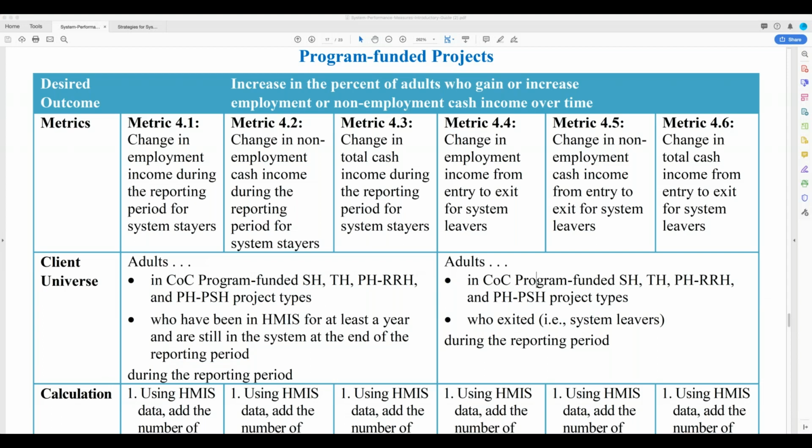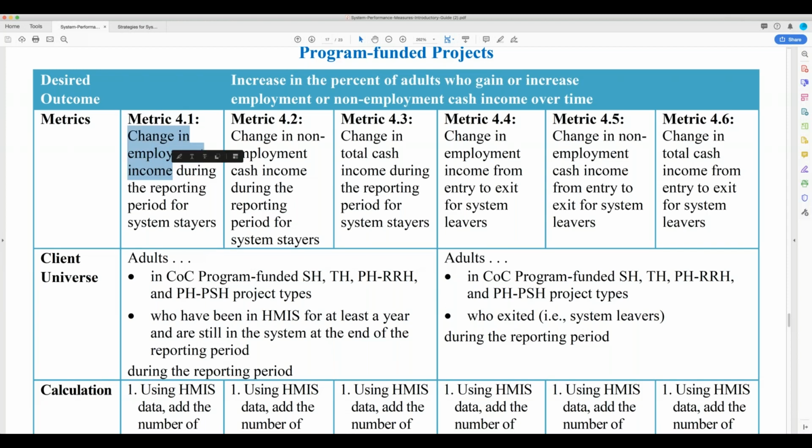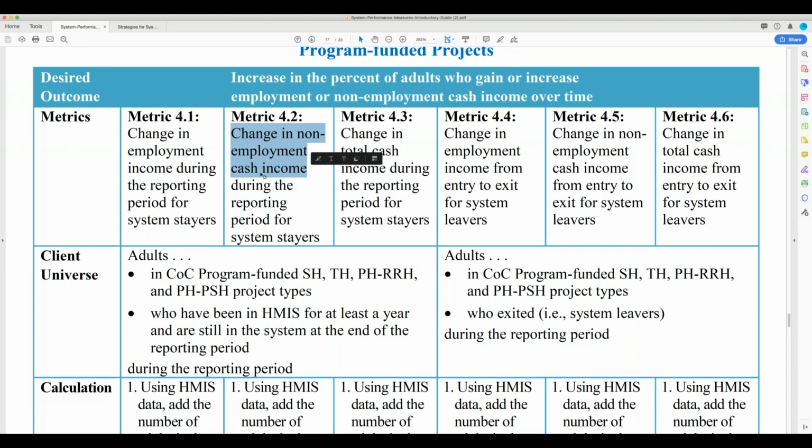All right, so the next metric, on this slide, this was metrics 4.1, 4.2, and 4.3. You can see it's change in employment income, so earnings from jobs, change in non-employment income, so that would be any income from SSI or other entitlement benefits or Social Security benefits that folks may be able to participate in, and then change in total cash income.